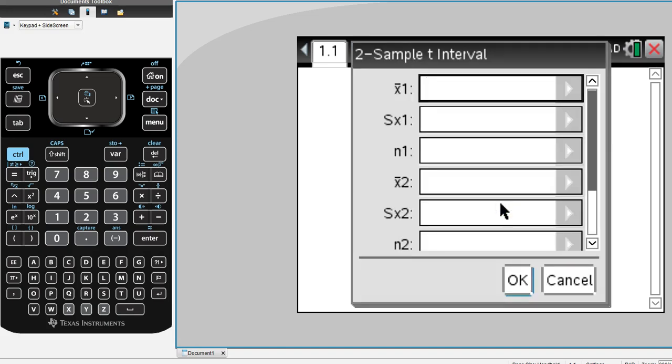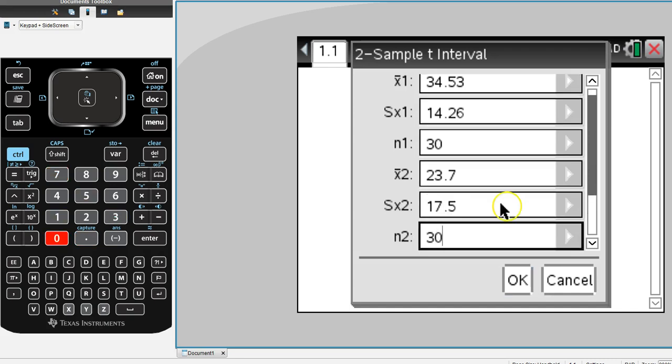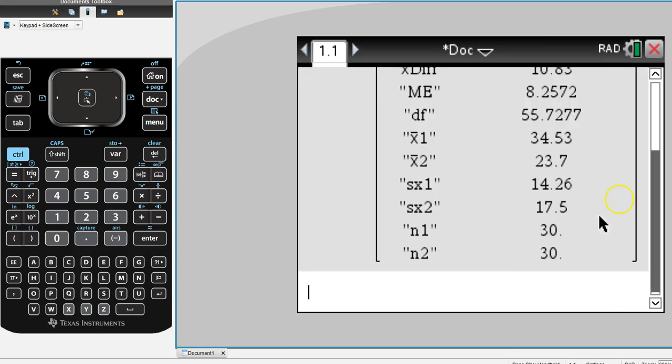So our x bar 1 is going to be 34.53. Our S1 is 14.26. This is from the table in the book. Our sample size is 30 for both of them. And then 23.7, 17.5, and 30. And that's all. You just do that and we get all the information we need.